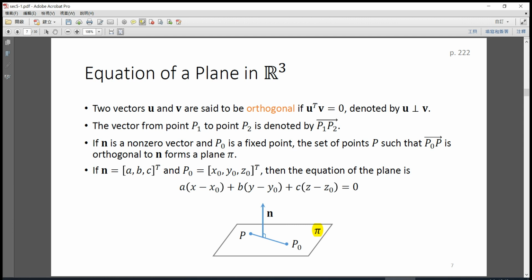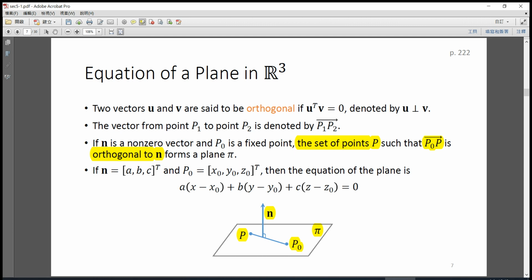Let pi be a plane in R3, p0 is a point in the plane, and n is the normal vector of the plane. Then any point in the plane pi must satisfy the following property. That is, P0P is orthogonal to the normal vector n. Or we can say the scalar product of P0P and the normal vector equals 0. Plane pi is the set of points P such that P0P is orthogonal to n.